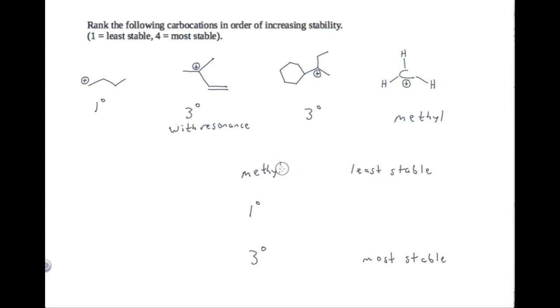I'm arranging the compounds like this from high to low because least stable also means highest energy, and most stable means lowest energy. So for me, it's intuitive to put the most stable low on the page because those are low energy, and the least stable high on the page because those are high energy.